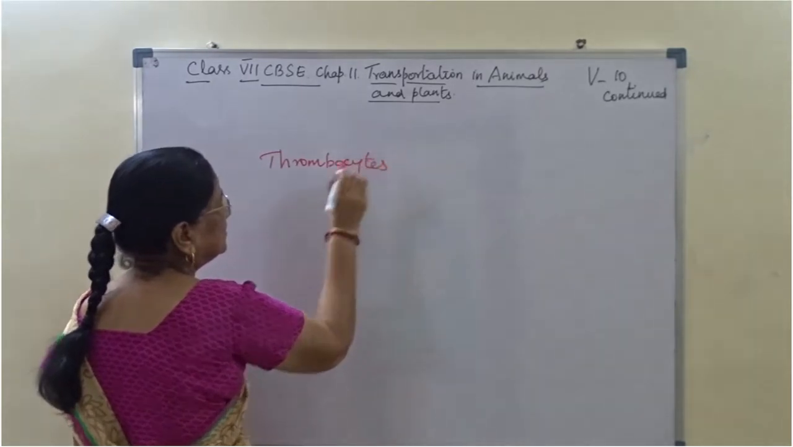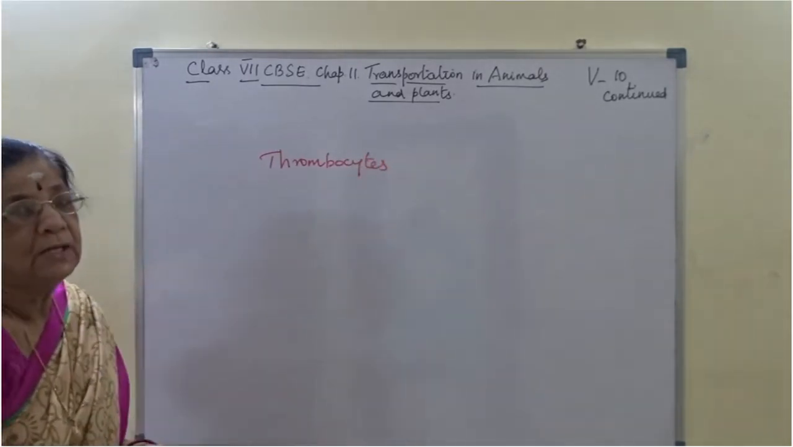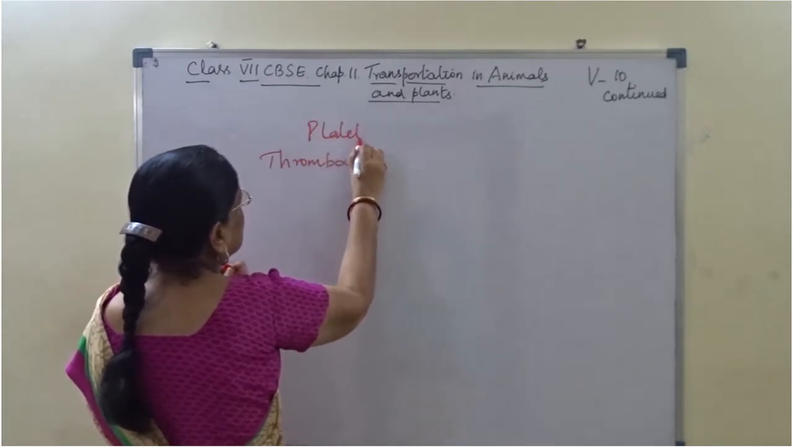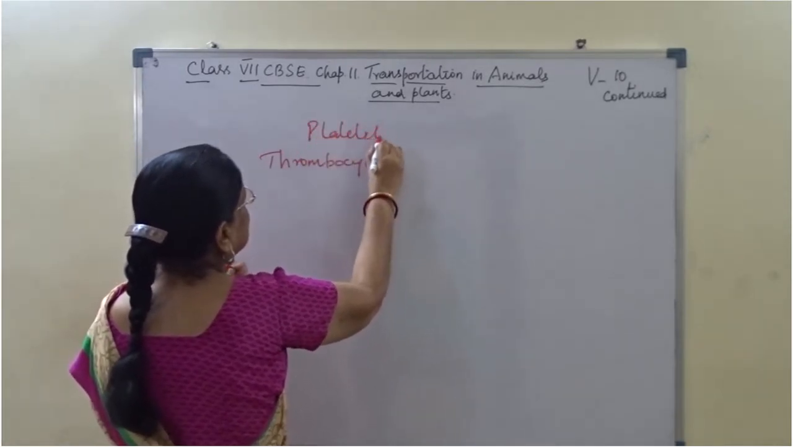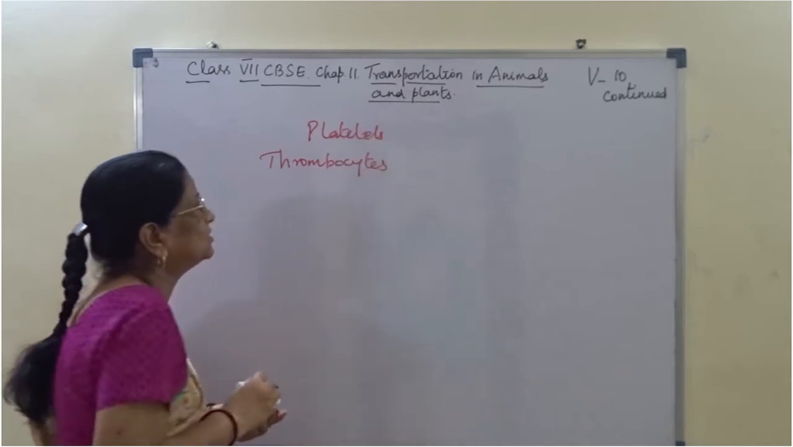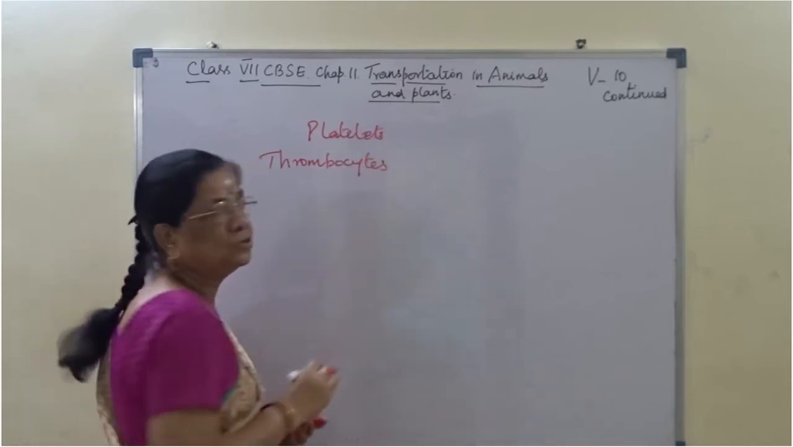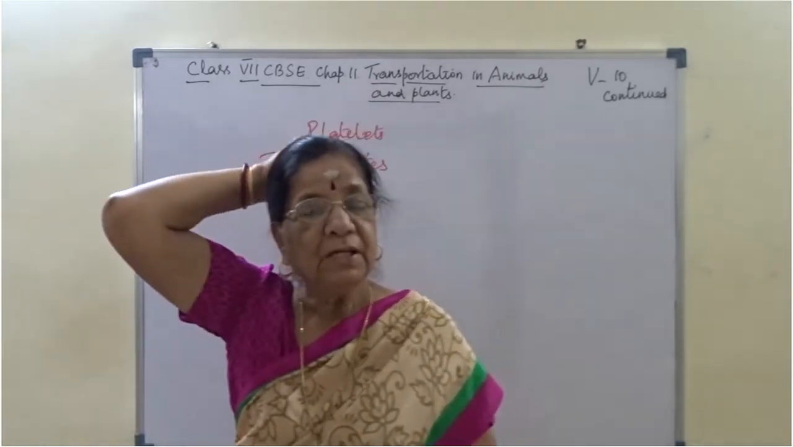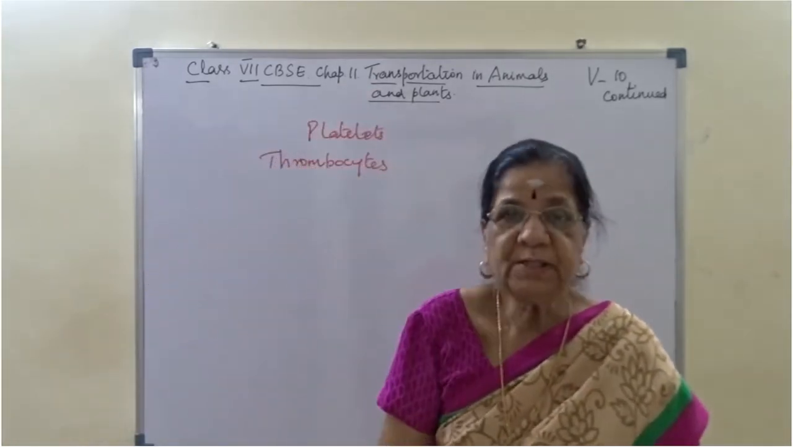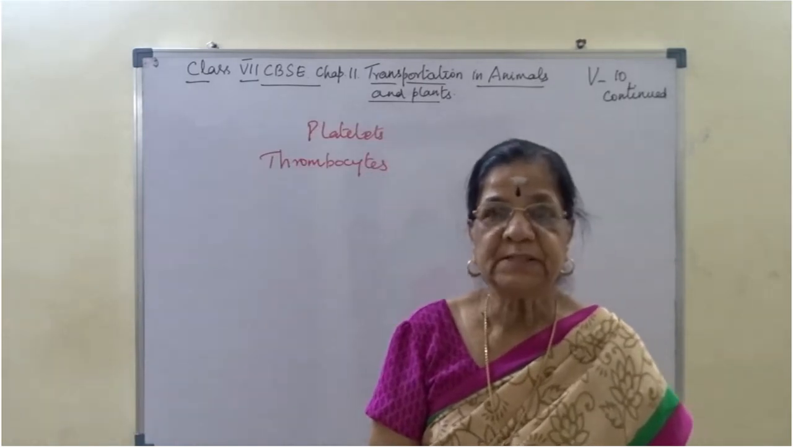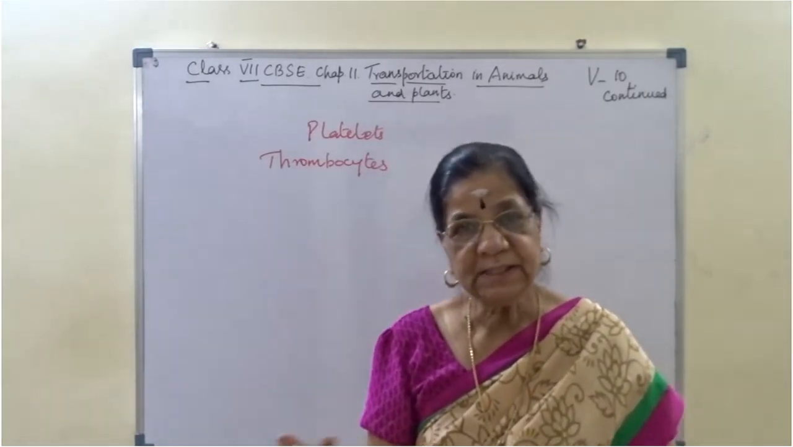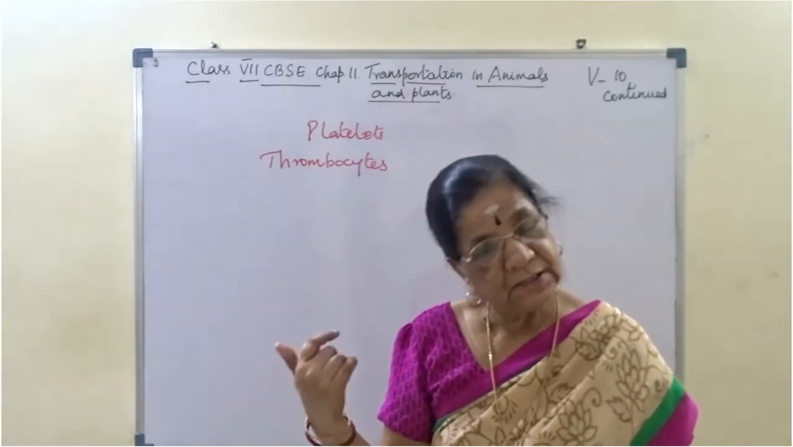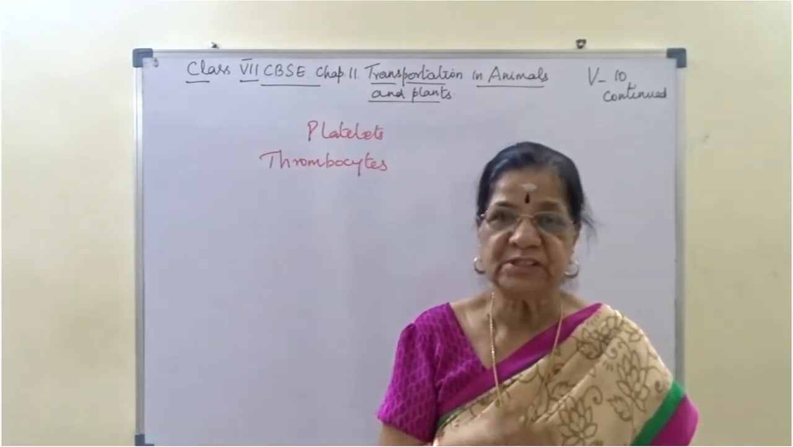Blood platelets are also known as thrombocytes. Okay, and then we have studied size and shape. They are produced by bone marrow. Lifespan is 100 to 120 days in RBC, and 2 to 3 weeks in WBC and thrombocytes.